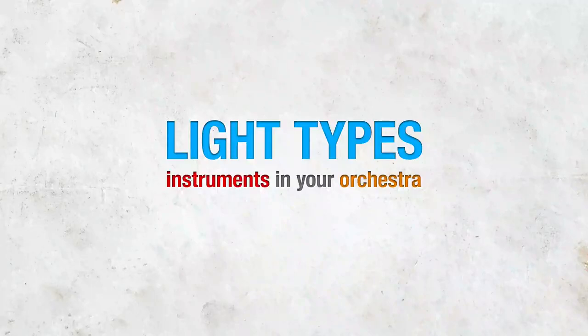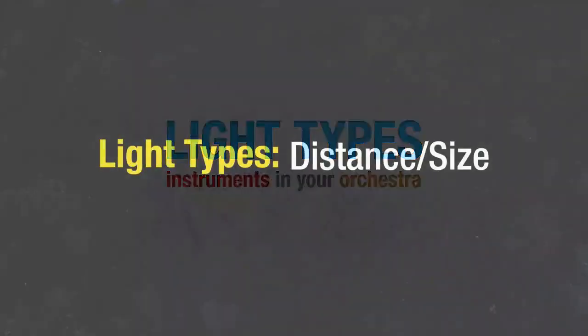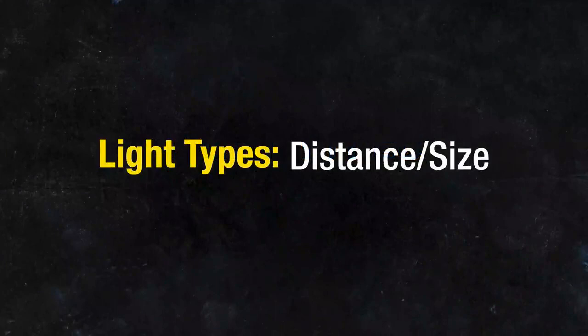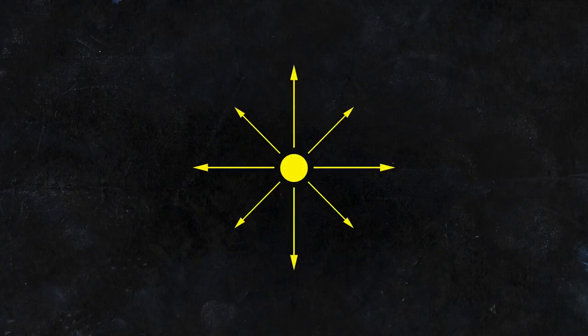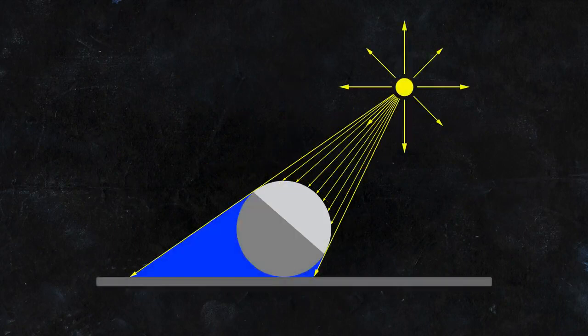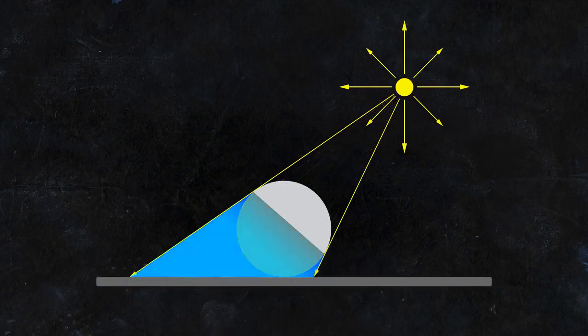Let's talk about different types of light sources. The first quality I'll look at is the distance or size of a light. Any light source emits light energy that we will think of as light rays. If that light source is close to an object, the cast shadow will be projected as a wide cone.